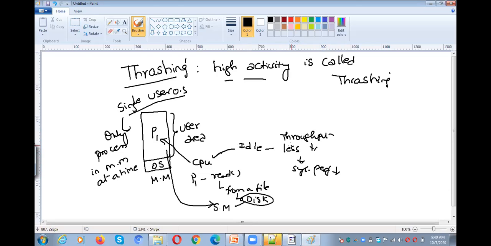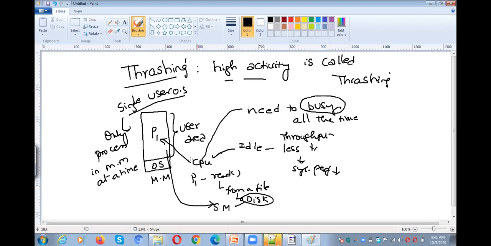In order to keep the throughput high, what do you need to do? The CPU needs to be busy all the time. So how can we keep the CPU busy? Now whenever the CPU is executing P1, and process 1 requires a read operation from a disk, at that time the CPU becomes idle. So we should not keep the CPU idle. So how can we make it busy?